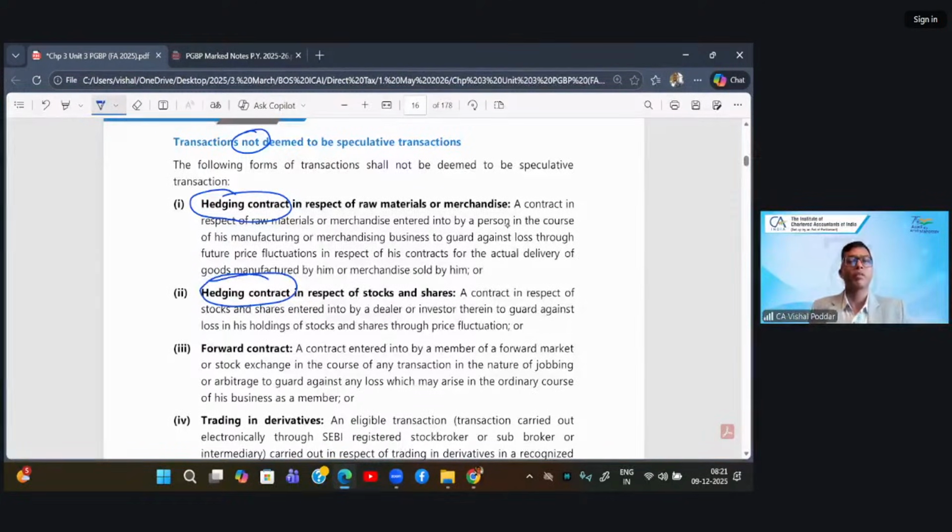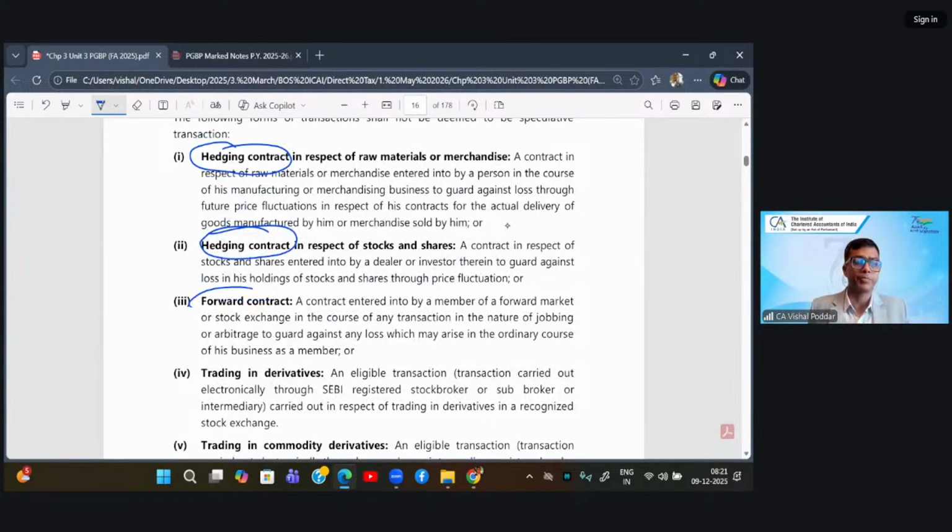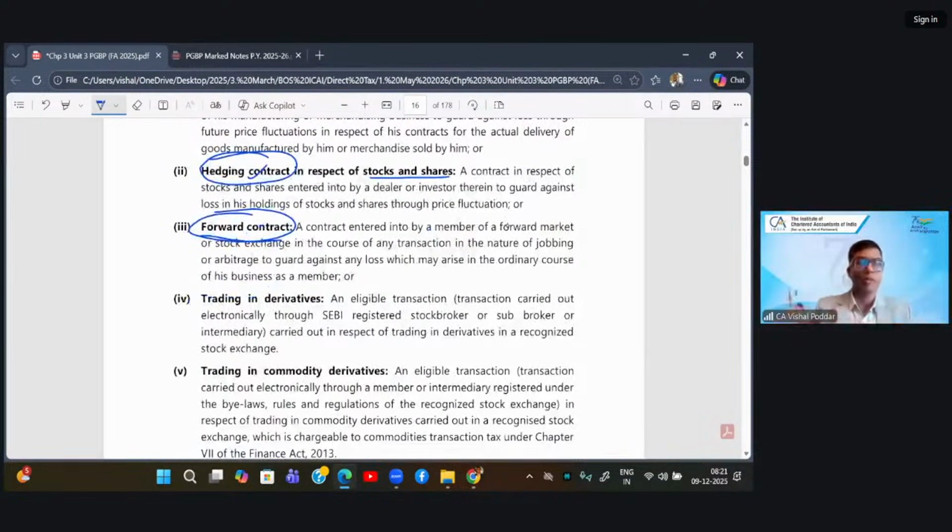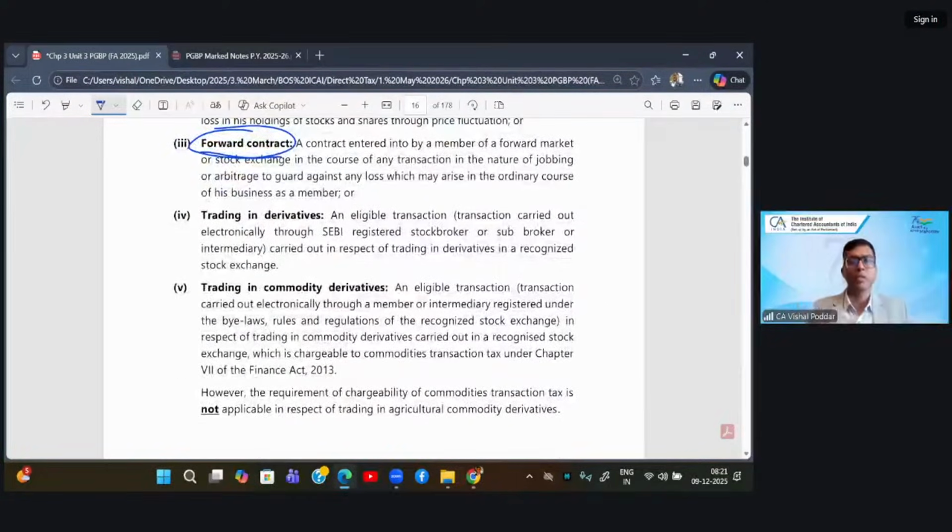And at that time, if the foreign currency rate fluctuates, I may incur a loss. So to protect myself, I enter into such forward contracts, such hedging contracts, where I enter into a contract of purchase and sale of foreign exchange to protect against the fluctuation. So where I'm doing any such hedging contracts for my business, for raw material, or for any stock or shares, or I'm entering into forward contracts, all these are excluded from speculative business. In all these contracts, the same thing is happening, that is purchase and sale without actually delivering the item.